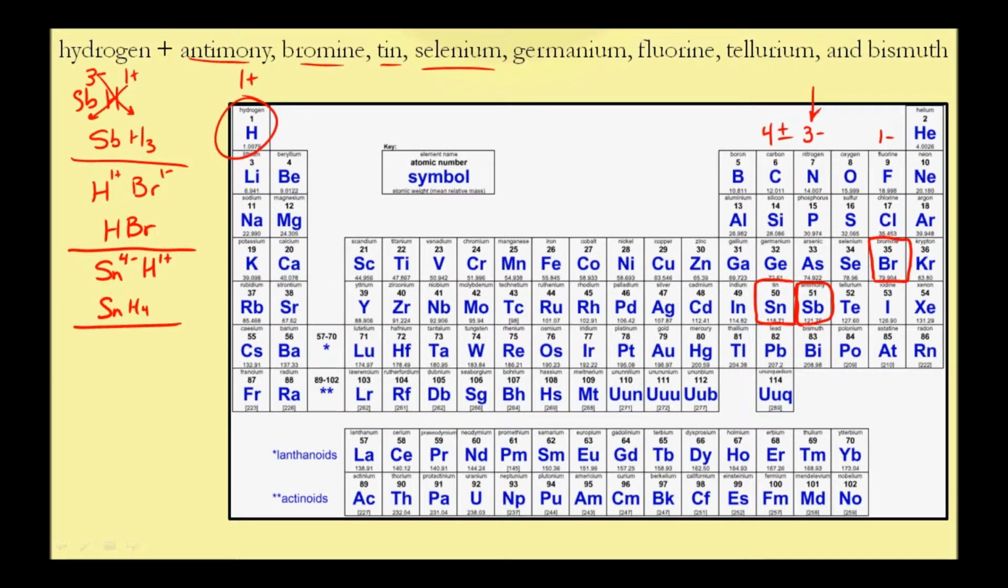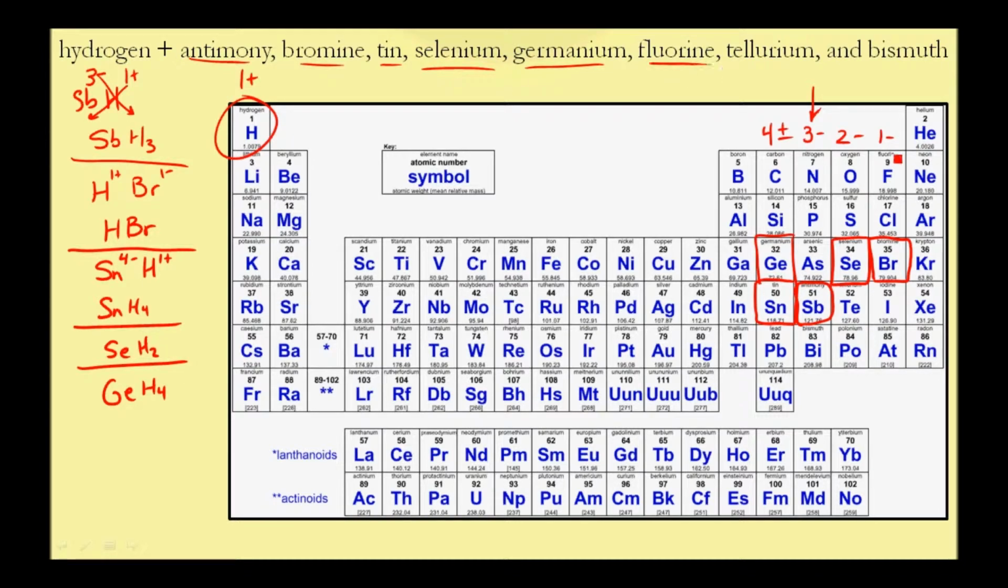Selenium, Se, in between 3- and 1- is 2-. So we get SeH2. Germanium, Ge. So with Ge, we're also in the 4 plus or minus column. So GeH4.